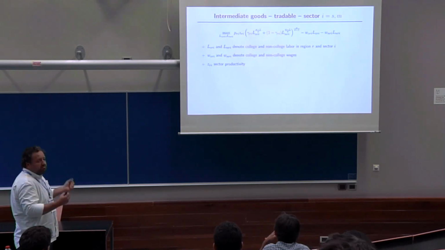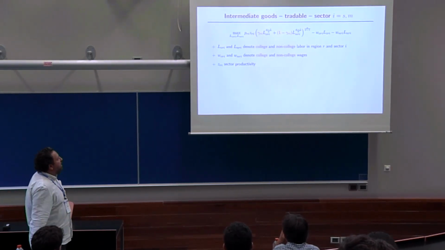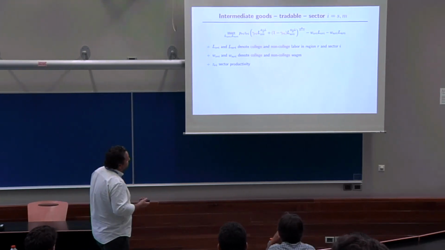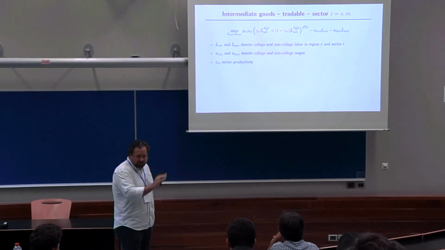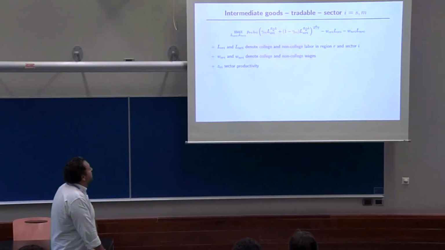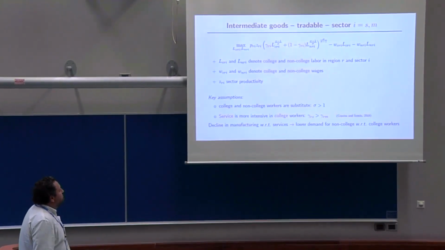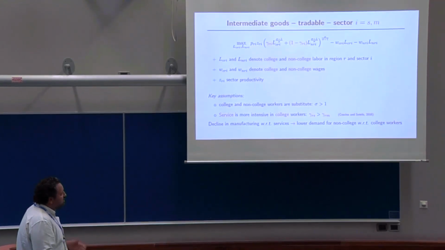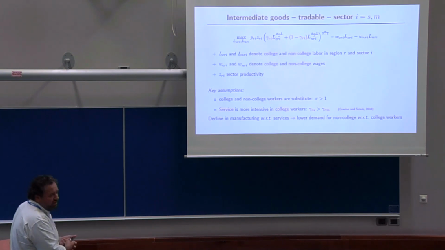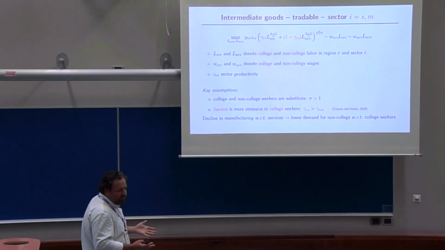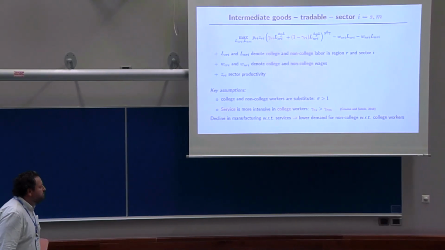Technologies are very usual: CES between skilled and unskilled workers. We're going to calibrate them all. We're going to assume that the elasticity of substitution across skills is the same across sectors, and nothing too interesting there. Now, one of the things we're going to assume, in line with what some people have shown, is that services is more intensive in college workers on average. We know there's a lot of heterogeneity in services, but on average, services are more intensive in college workers.